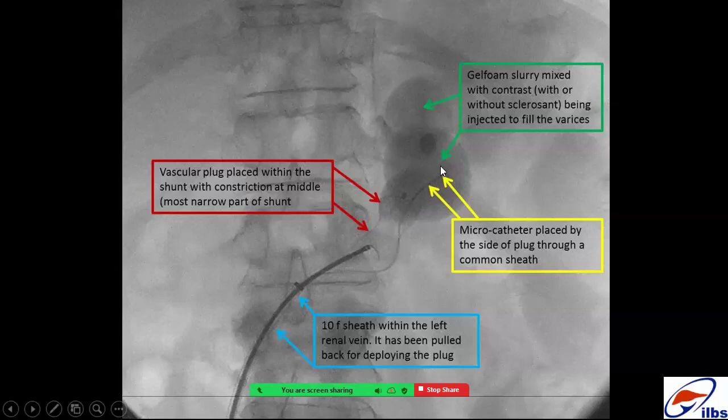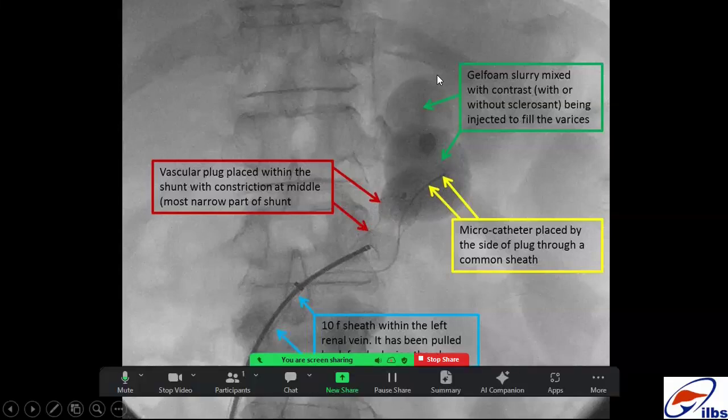So you take your microcatheter first inside the shunt, and by the side of the microcatheter, you place a plug. The plug is generally placed at the most constricted area so that you see an hourglass kind of a thing, where the central part of the plug is not totally open, nicely apposing the wall. The upper part is opened up, and then you start injecting gel foam slurry.